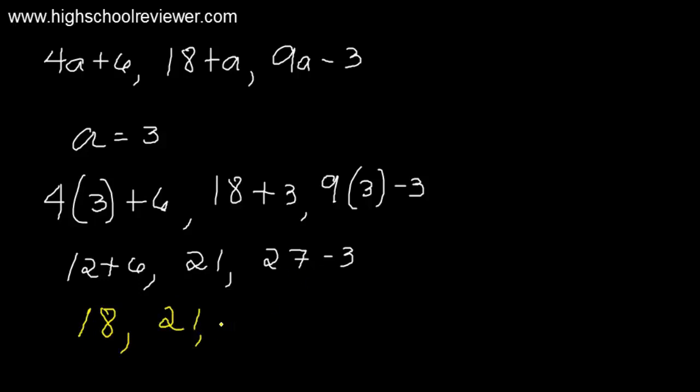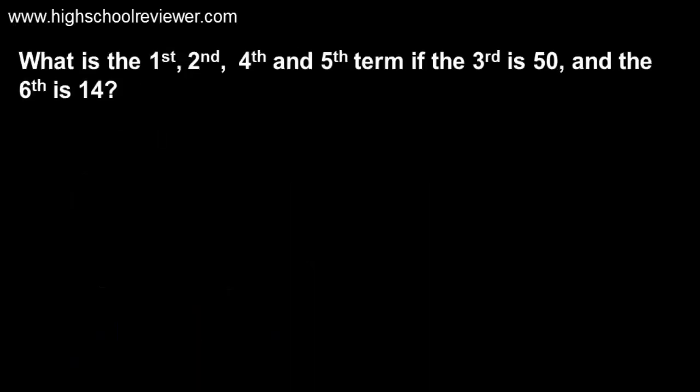21. 27 minus 3 is 24. Okay, so we have a correct arithmetic sequence wherein the d is positive 3. And these are our final answers.